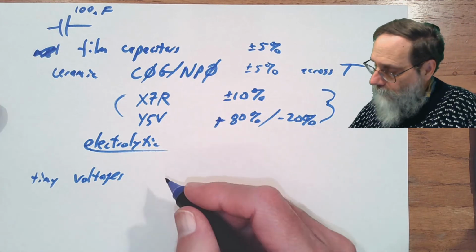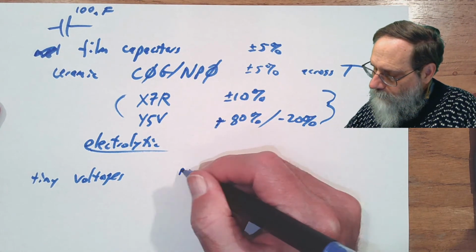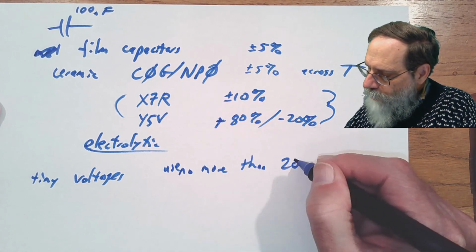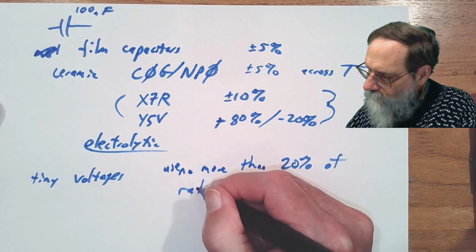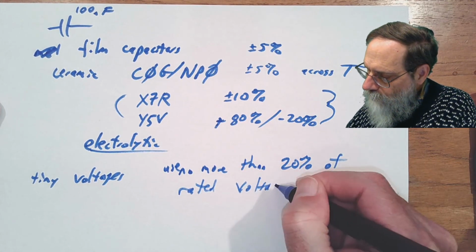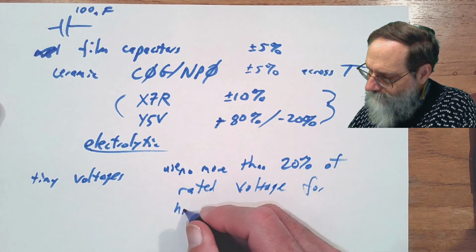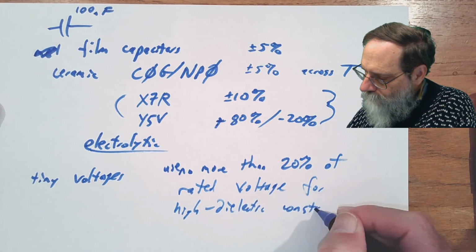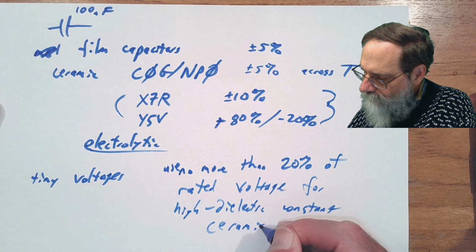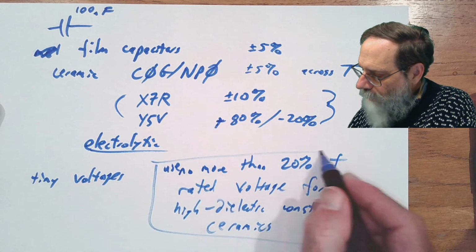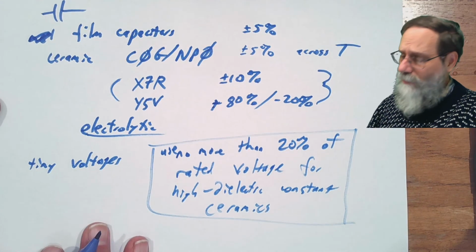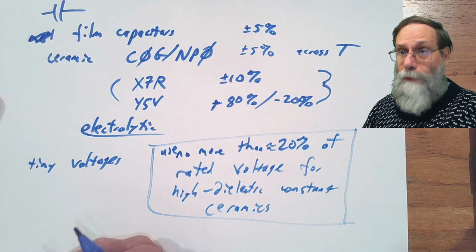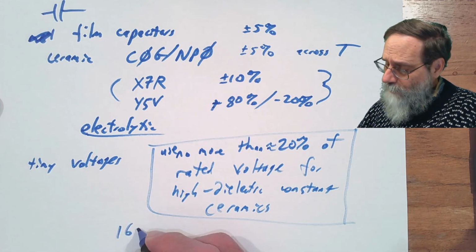And so you generally use, as a sort of rule of thumb, no more than like 20% of rated voltage for the high dielectric constant ceramics. What that means is that, and that 20% is a very rough rule of thumb, if you're running a 3.3 volt system, well, then you want to use about 16 volt capacitors.